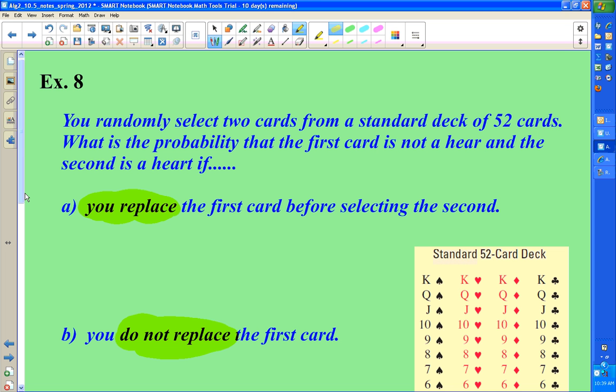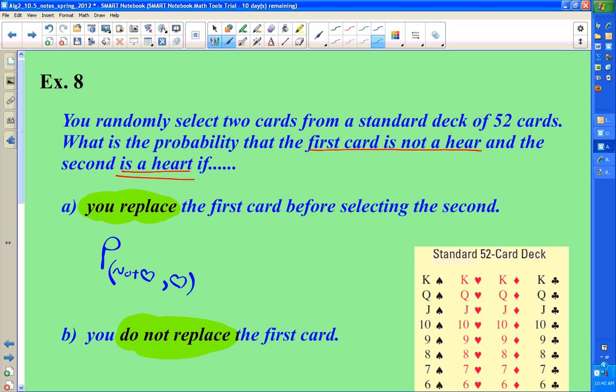That's what we were doing with Samana, the first go around. The second time, we didn't put it back. That's what Christy did. So when we look at this, we want to go standard deck of 52 cards, and we want to go, first card is not a heart, and the second card is a heart. So we want probability of not heart, comma, second card is a heart.